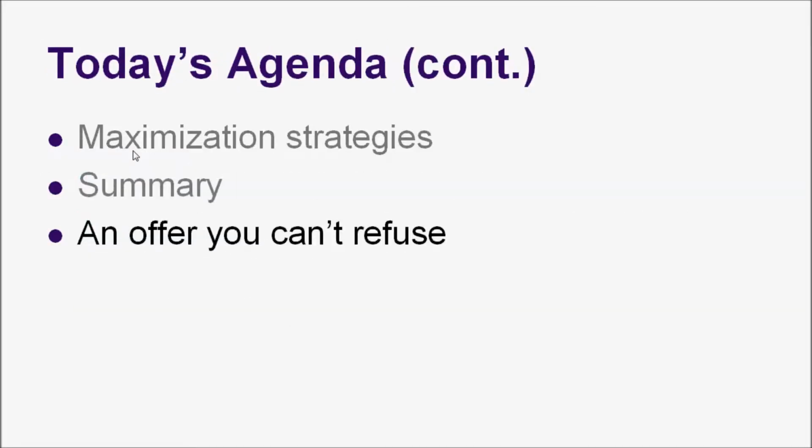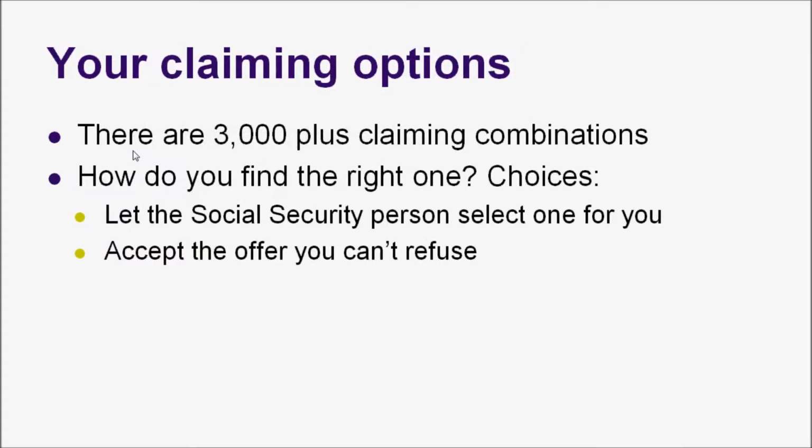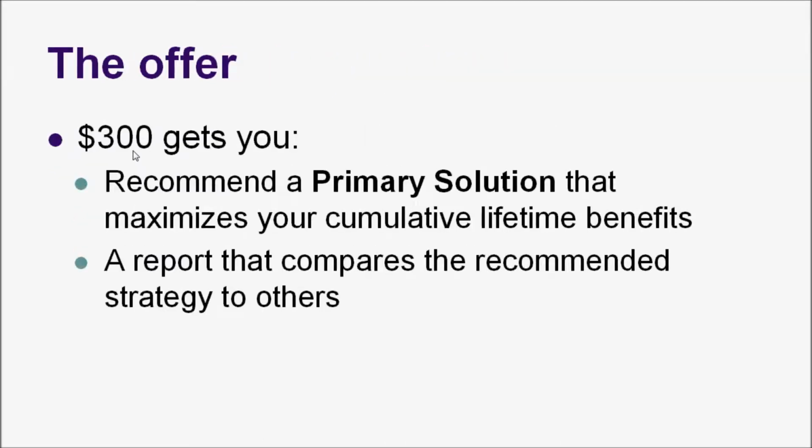Okay, now let's go over the offer you can't refuse. You can run about 3,000 different combinations to find out which is the best one for you. So, question is, how do you find the best one? Well, you can certainly walk into your Social Security office and let them select one for you, or you can accept the offer you can't refuse.